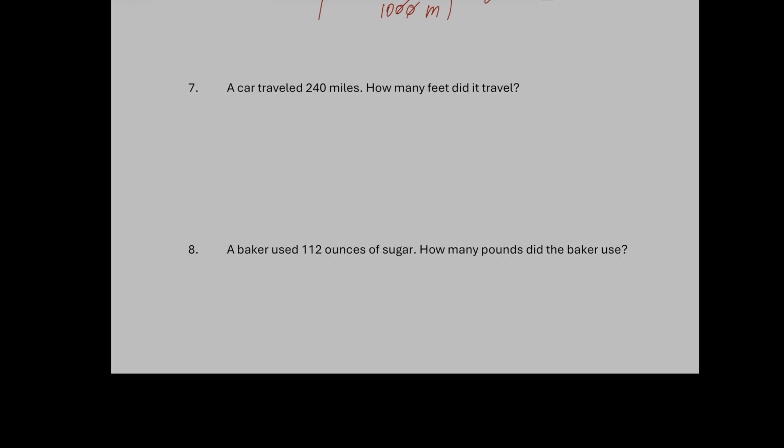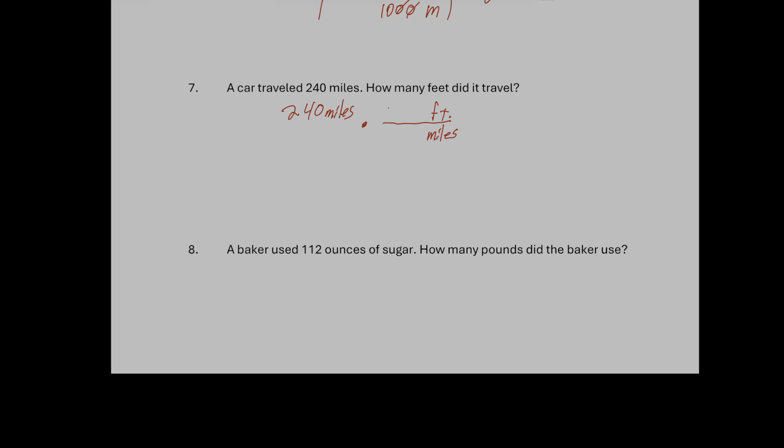A car traveled 240 miles. Let's just write that down: 240 miles. If you notice, I always write the terms, so that way we don't get confused over who goes on top and who goes on bottom. How many feet did it travel? Well, we have to go from miles to feet. This is a weird number, but for some reason we tend to memorize this one. We want miles on the bottom and feet on top.